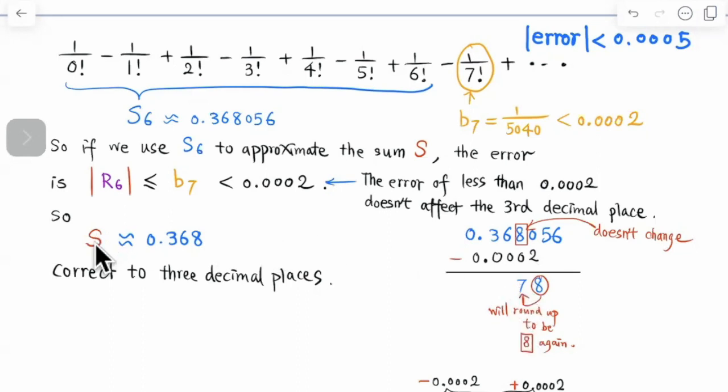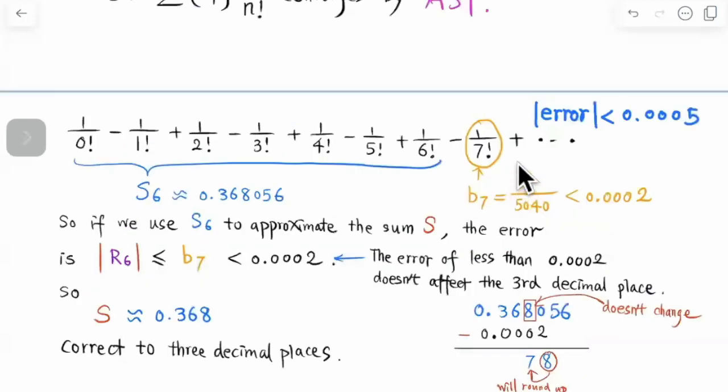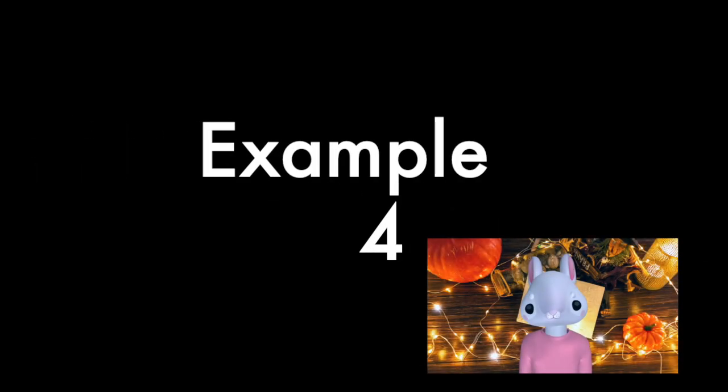So the exact sum, we can approximate that as about 0.368. And that should be correct up to three decimal places. So again, if you want the answer to be correct to three decimal places, you want to find the error to be less than 0.0005. So you find the first term whose absolute value is less than this number. And in this case, we find that this is B7. So therefore, we just sum all the terms before this one and use the sum of those terms to approximate the exact sum. So we get that the exact sum is about 0.368, and this should be correct to three decimal places.